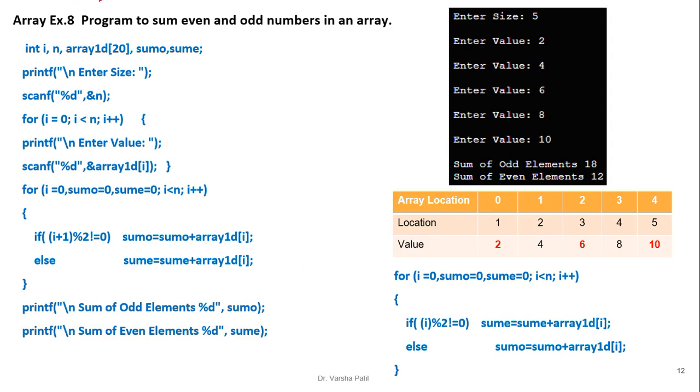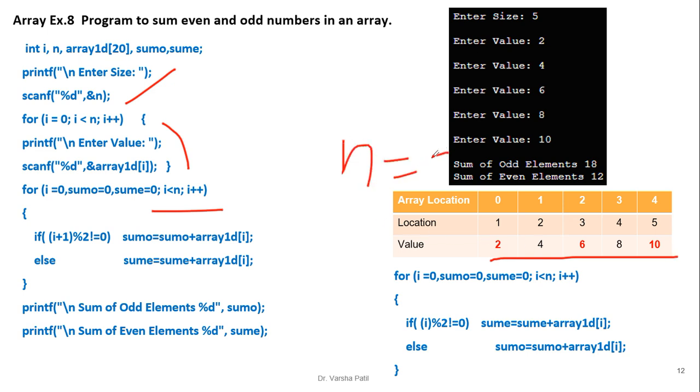Now the next program is a program to find the even and odd numbers in the array. Here we are accepting the size, and after that we are accepting the elements, and then I will explain. Now see, array locations always start with 0, but when we start counting, we never start with 0, we always start counting with 1. For example, we have accepted the elements 2, 4, 6, 8, 10 and n equal to 5.